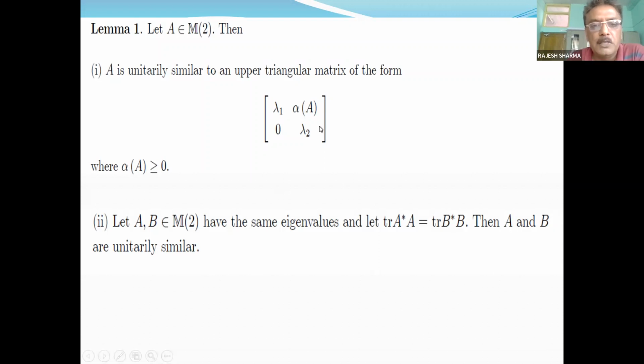Now to prove this first part, we use Schur triangularization theorem. By Schur triangularization theorem, every square matrix is unitarily similar to this upper triangular matrix, where lambda 1 and lambda 2 are eigenvalues of A. Now, alpha A may be any number, positive, real, or complex number. We have to show that we can choose here alpha A to be a non-negative number.